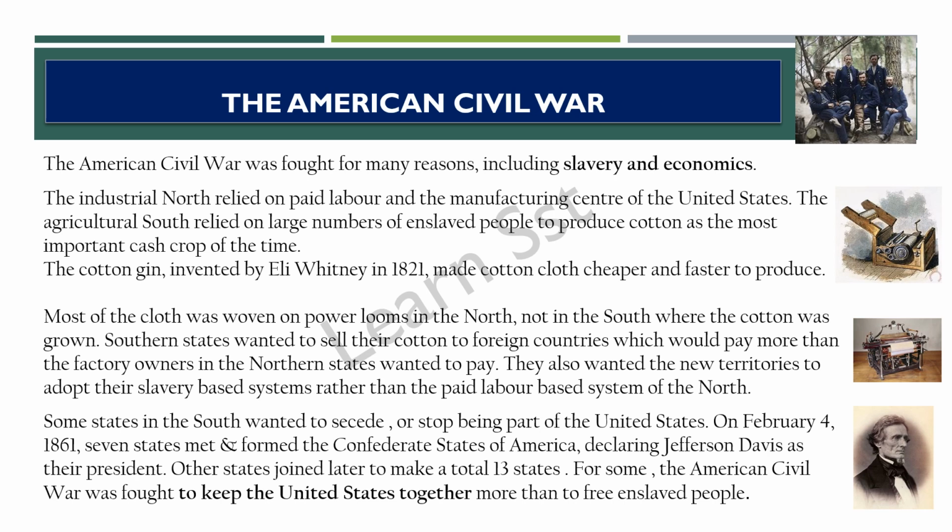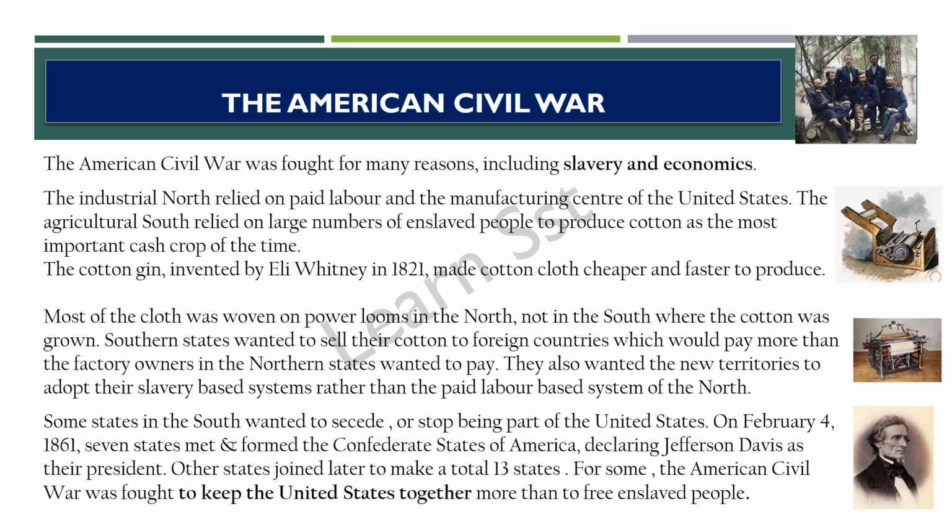Most of the cotton was woven on power looms in the north, not in the south where the cotton was grown. Southern states wanted to sell their cotton to foreign countries which would pay more than the factory owners in the northern states wanted to pay. So over here there was a difference of opinion wherein the southern states no longer wanted to sell their cotton to the northern states because they were buying it very cheaply, and they wanted to sell their raw cotton to foreign nations so that it could fetch them a good price.